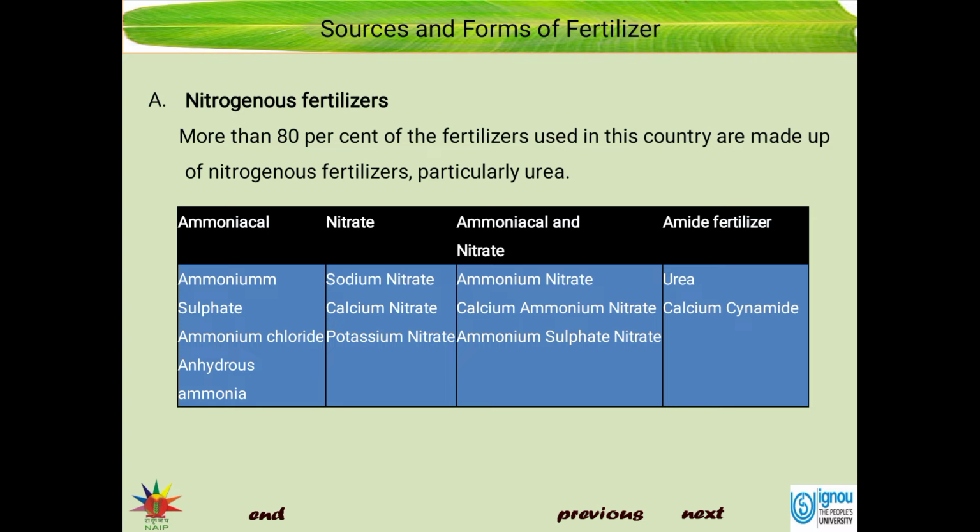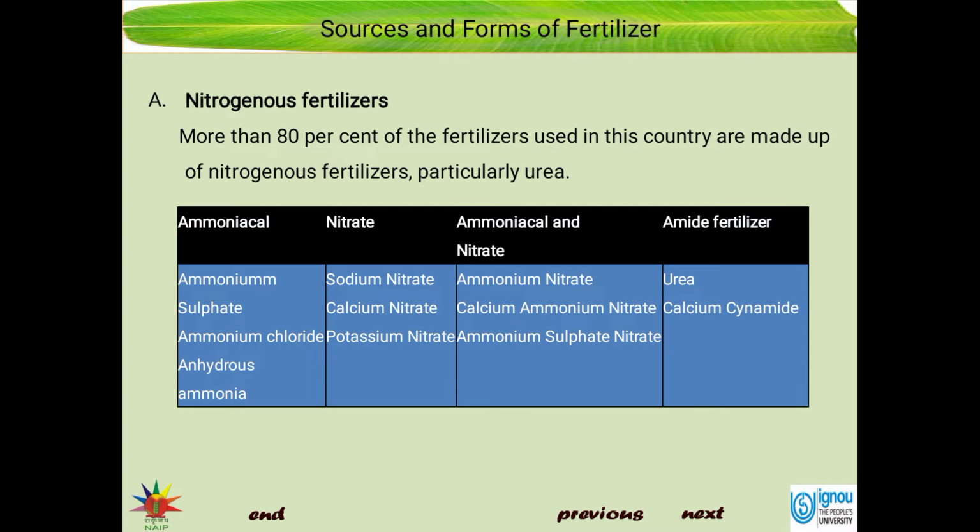Then the third important part of the nitrogenous fertilizer is ammonical and nitrate. Examples are ammonium nitrate, calcium ammonium nitrate, that is called CAN fertilizer, and ammonium sulphate nitrate. These fertilizers contain both forms of nitrogen, ammonical and nitrate.